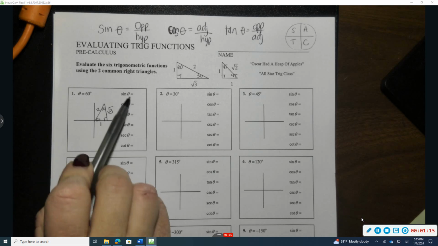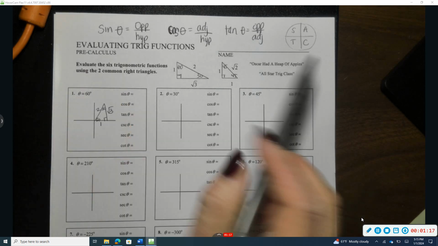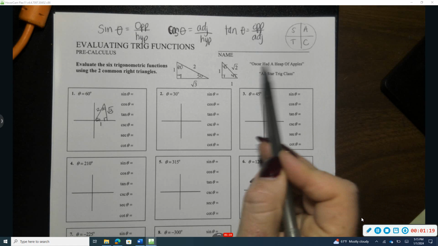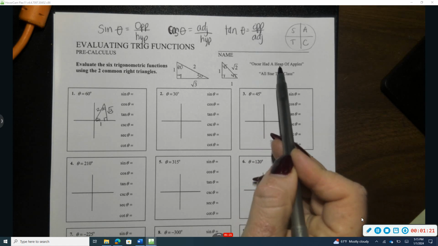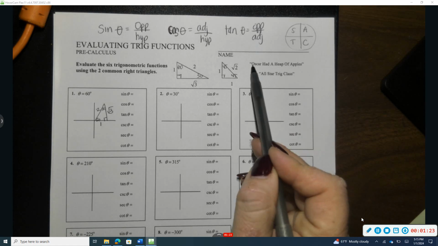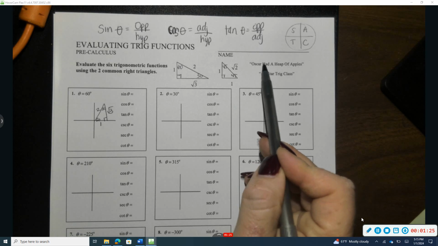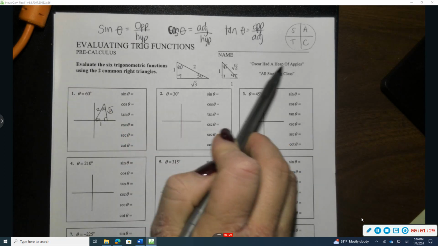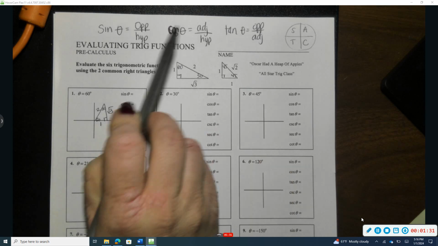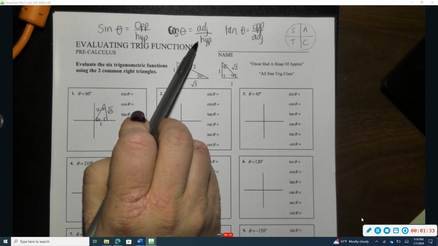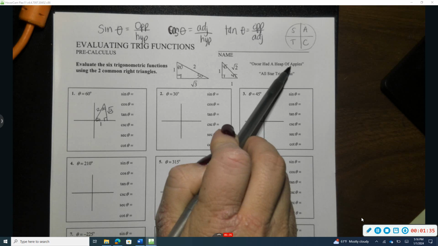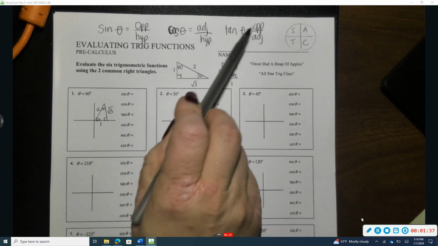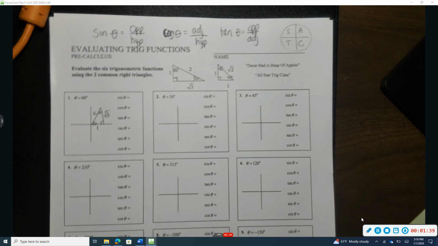Okay, so remember, sine is opposite over hypotenuse. And he uses this acronym: Oscar had a heap of apples. So Oscar, A, O, and H stand for opposite over hypotenuse for sine. A over H stands for adjacent over hypotenuse for cosine. And for tangent, it's O over A, opposite over adjacent. All right, so here we go.